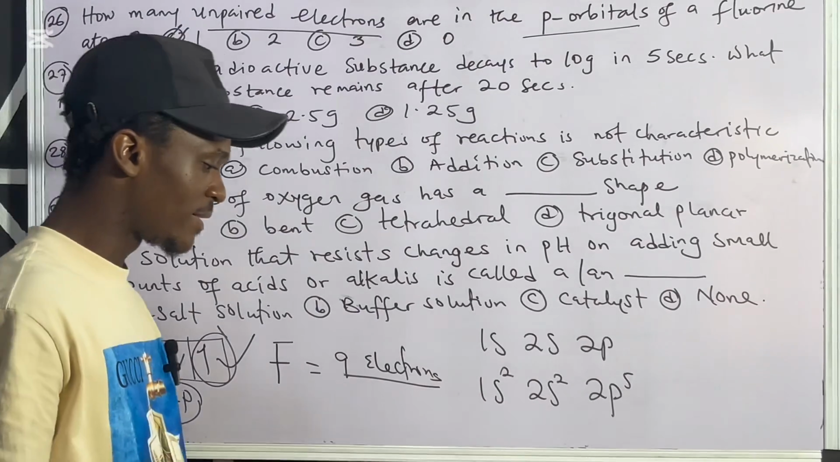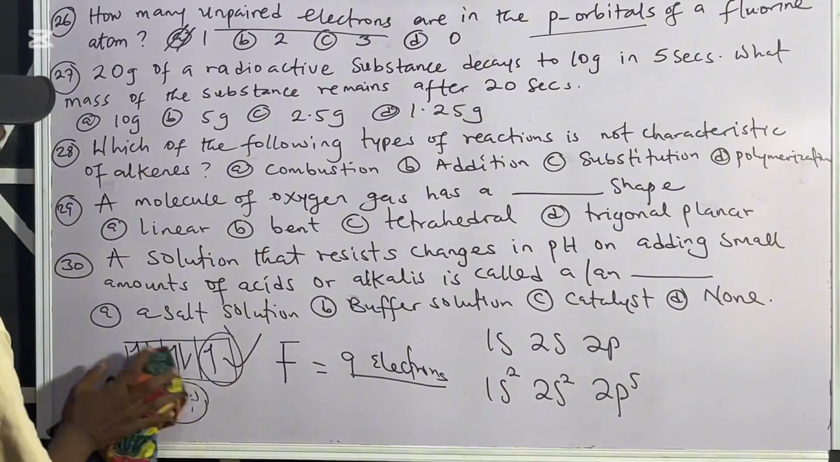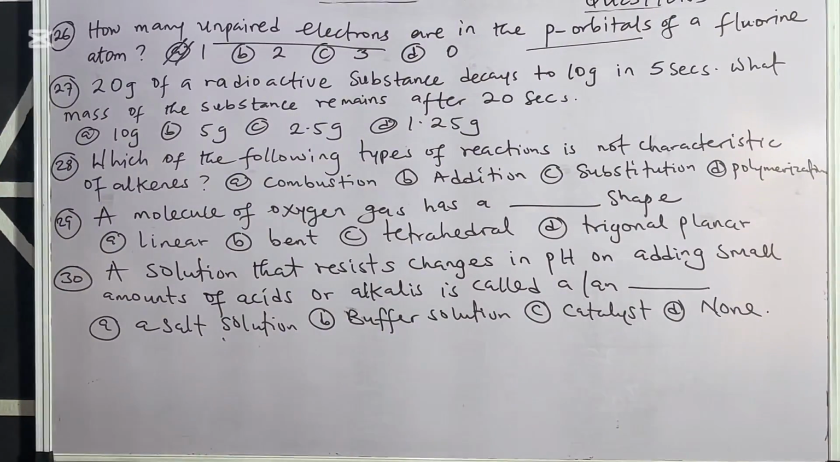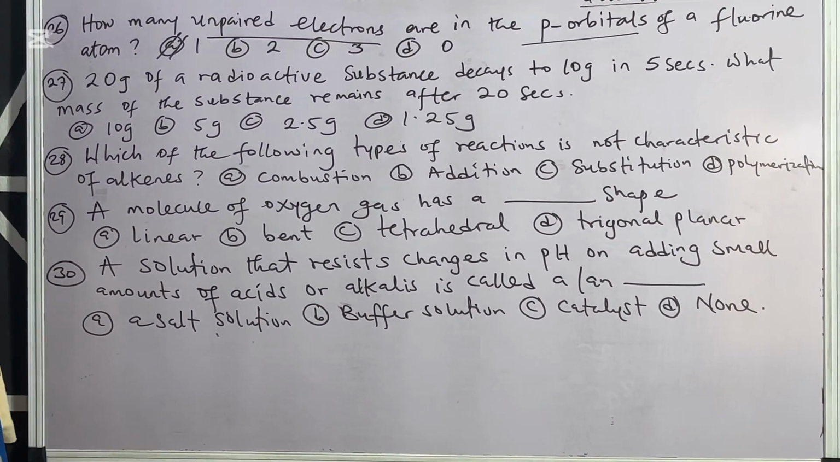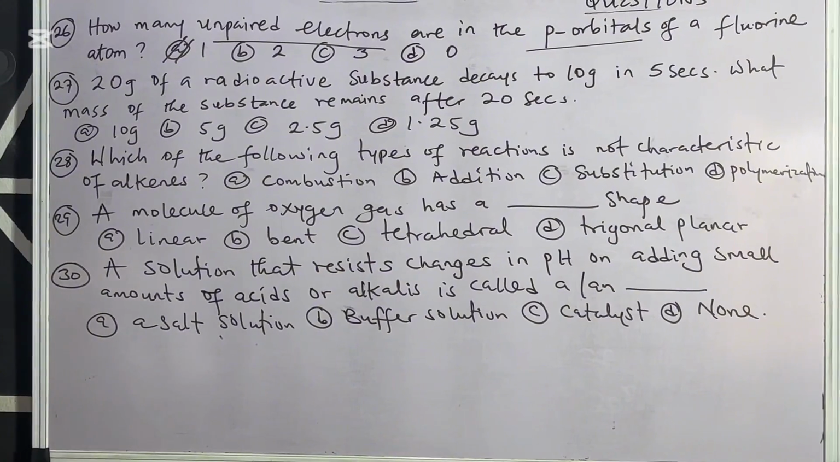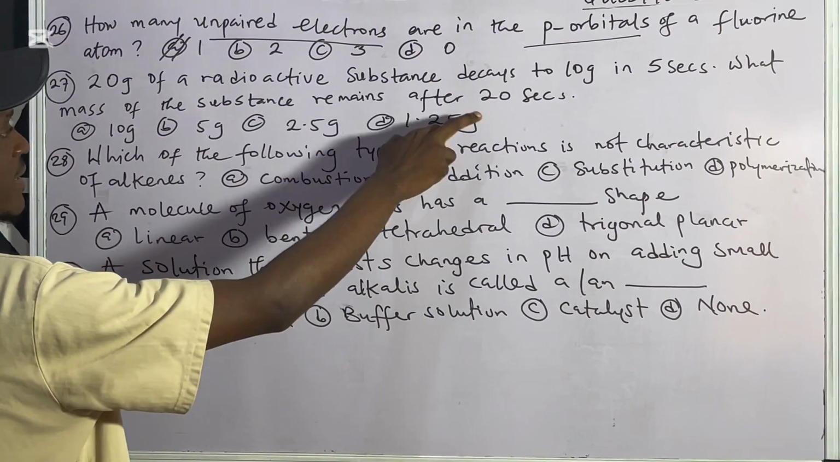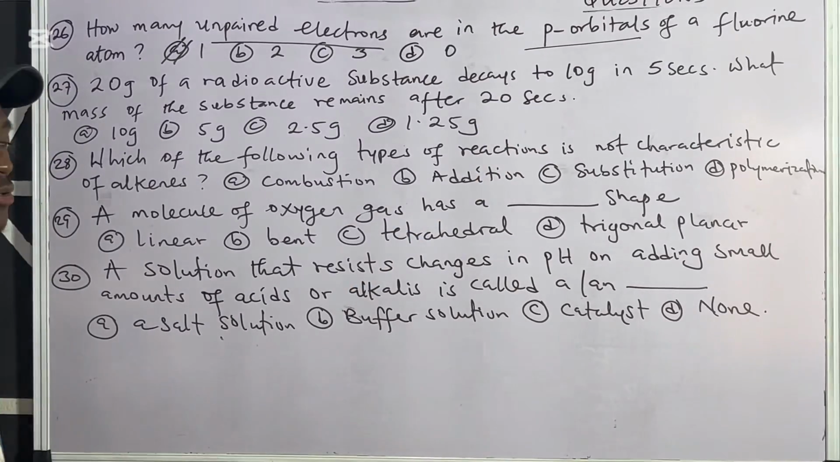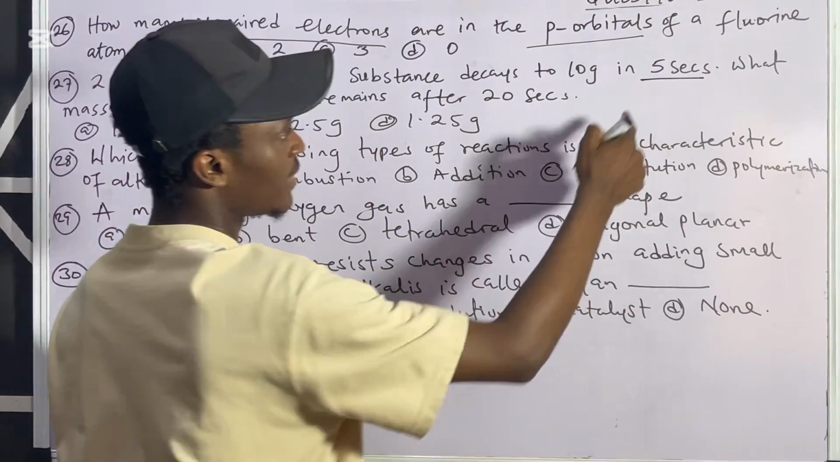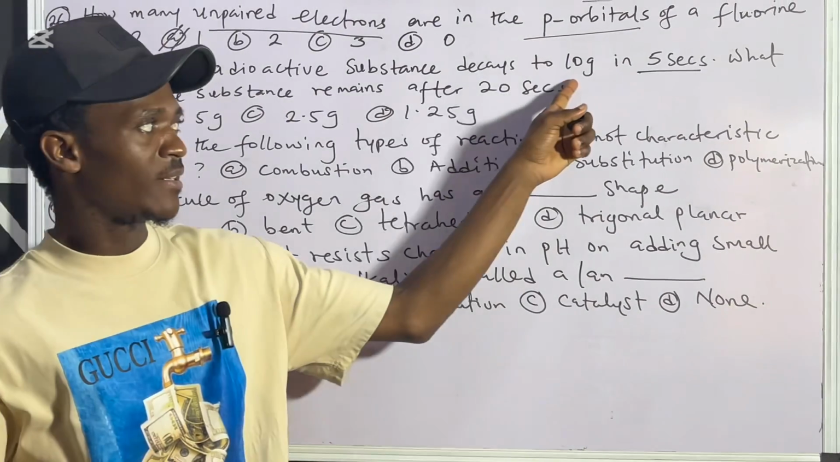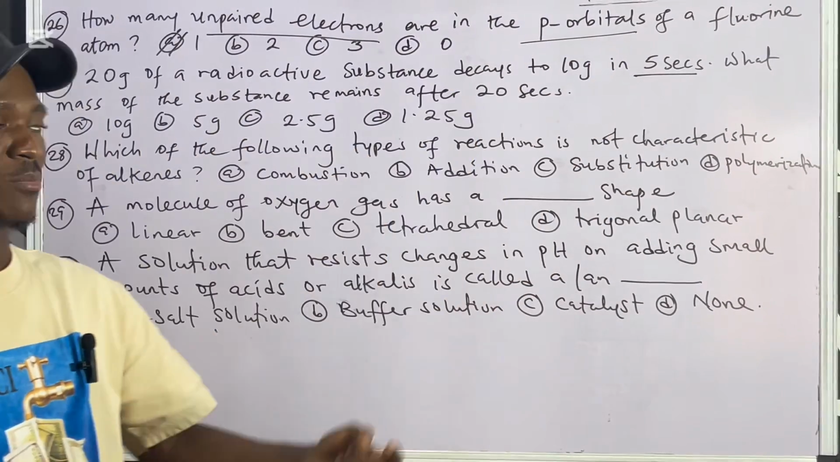Then question 27. I think I did a video on radioactivity, how to calculate decays, number of decays. So in this case, we are given 20 grams of a radioactive substance that decays to 10 grams in 5 seconds. So it's obvious that the half-life is 5 seconds, because if you halve 20, you get 10. So since it takes 5 seconds, that should be the half-life.